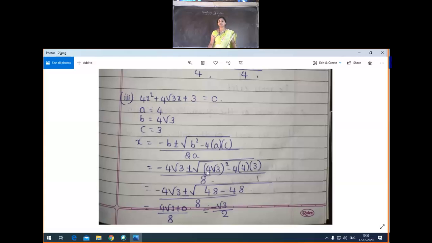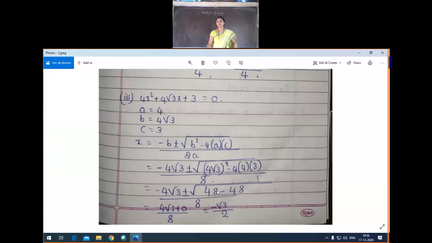Here, 4 root 3 whole square. You have to work this out properly. In 4 root 3 whole square, first you have to apply the square to 4. 4 4s are 16. Then root 3 whole square, so the square and root get cancelled, and 3 is remaining. So 16 into 3, that is 48. Minus, here 4 4s are 16, 16 threes are again 48.